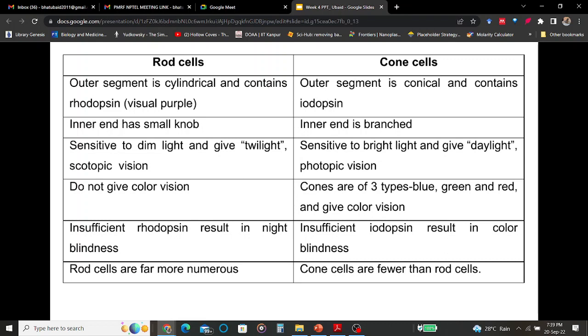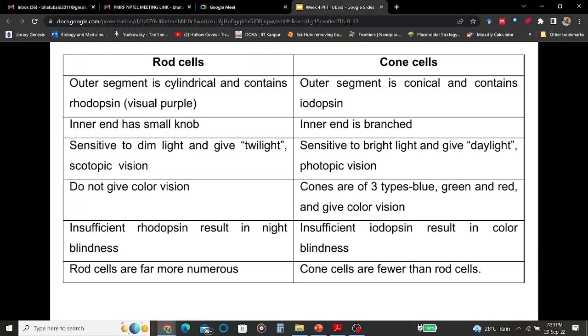Rod cells contain rhodopsin, and rhodopsin doesn't have the capability to detect color. So rod cells do not give color vision. The cone cells are of three types, which detect blue, green, and red color. So they help to visualize color.